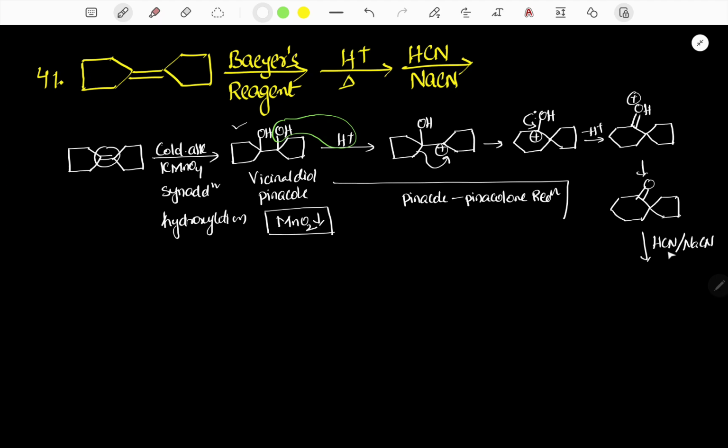It is treated with HCN and NaCN. And we know that the ketone group undergoes nucleophilic addition. Therefore, CN minus attacks the carbonyl carbon, the pi bond will be shifted, and HCN is there. Therefore, from HCN it will take the proton, giving OH group and cyanide. So this is called cyanohydrin.